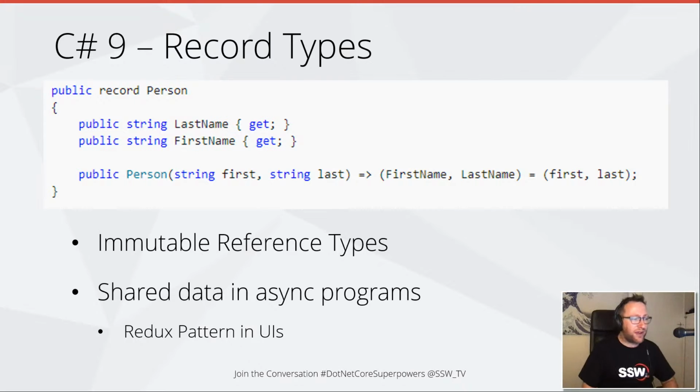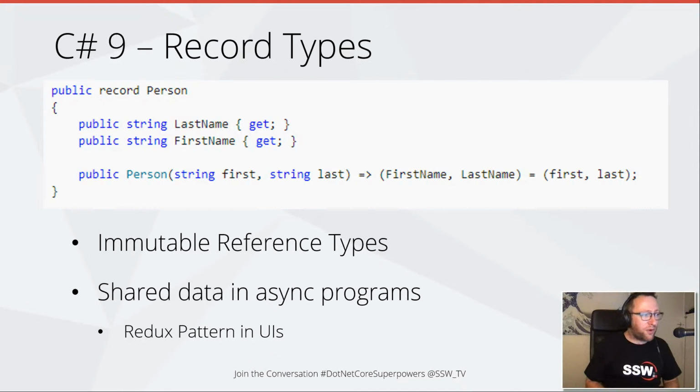And when you're dealing with the Redux pattern, a key point of the Redux pattern is that your core records, your core state, is built out of immutable types. So having explicit support for immutable types, rather than having to write quite a bit of code to create a class that's immutable by itself, is great. But you also get some other stuff.